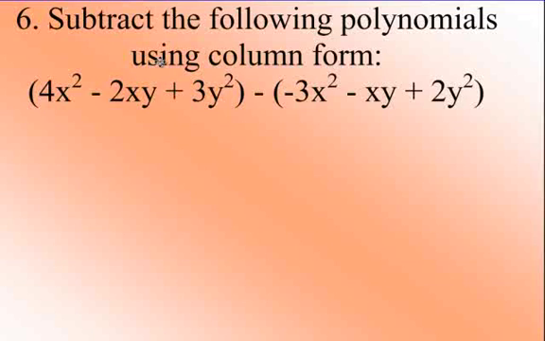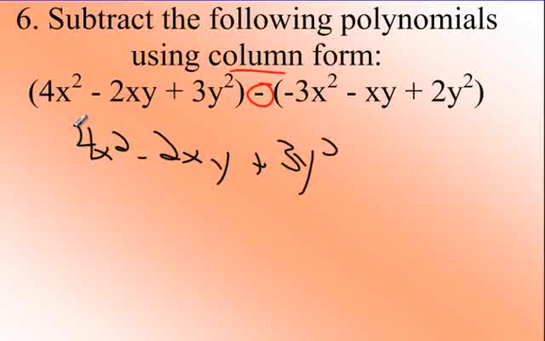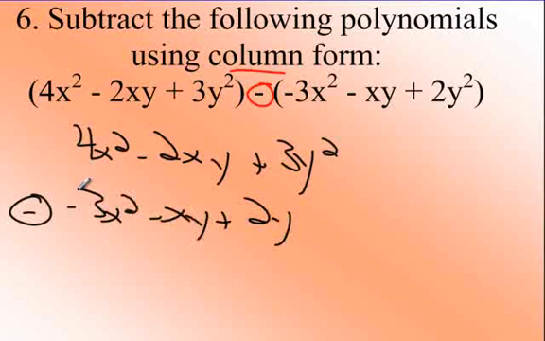And I do suggest the column method for this one, only because they kind of put everything out of order and there's a lot of signs. But again, it's truly up to you. Just make sure you know that we are subtracting, but I am going to model that because I do think it's helpful. So 4x squared minus 2xy plus 3y squared. Here's my minus sign, the minus in between them. Negative 3x squared minus xy plus 2y squared.